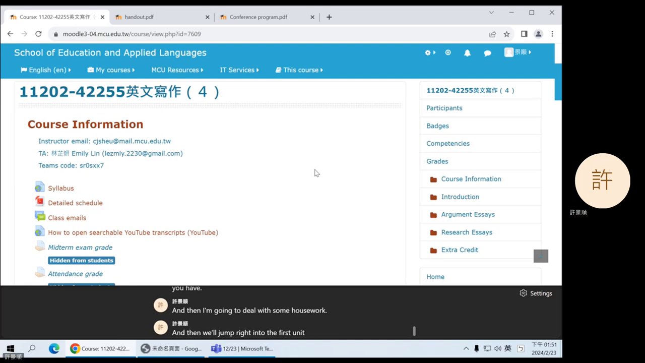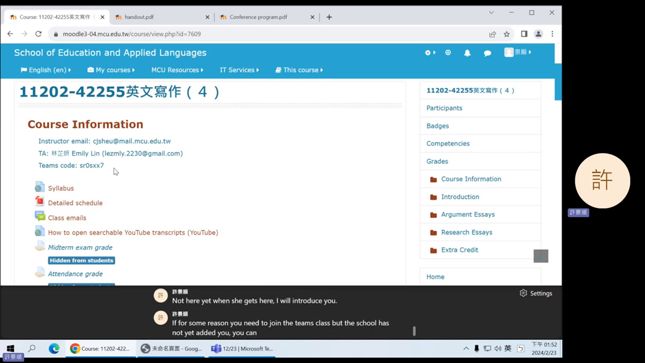If you need to contact me, that is my email. This semester, we also have a teaching assistant. Not here yet. When she gets here, I will introduce you. If for some reason you need to join the Teams class, but the school has not yet added you, you can add yourself using this code.